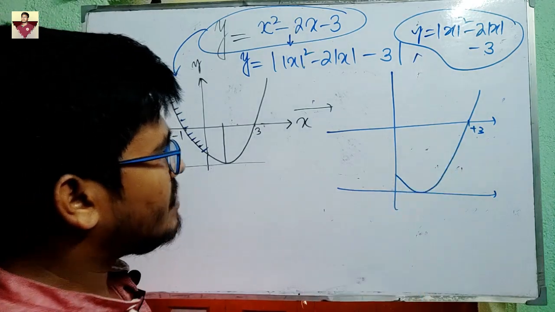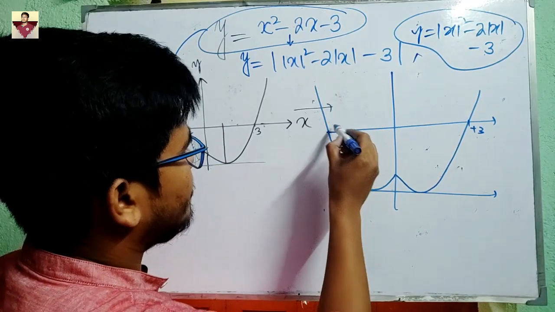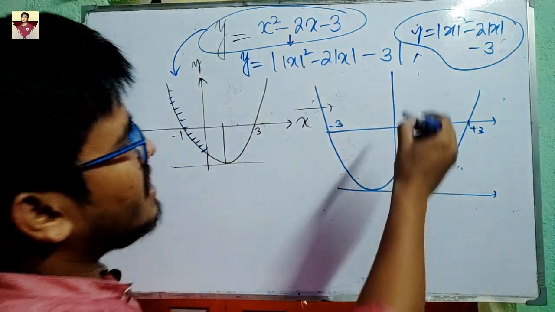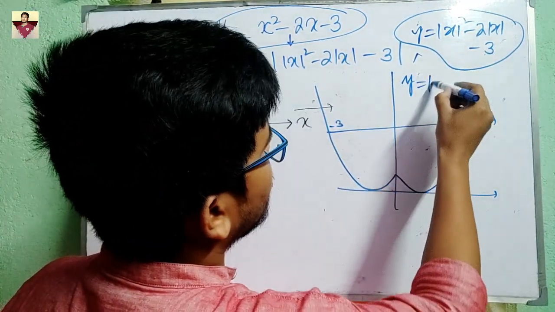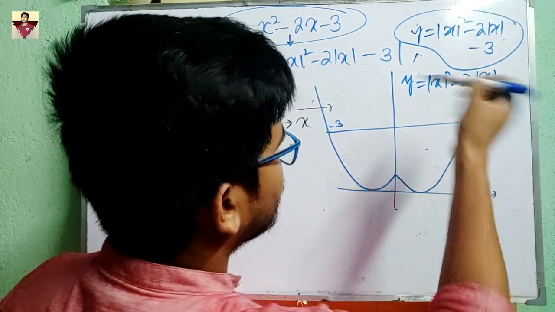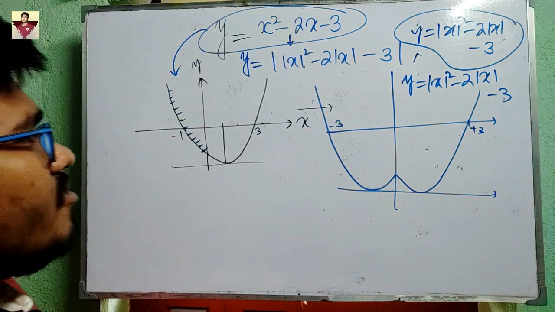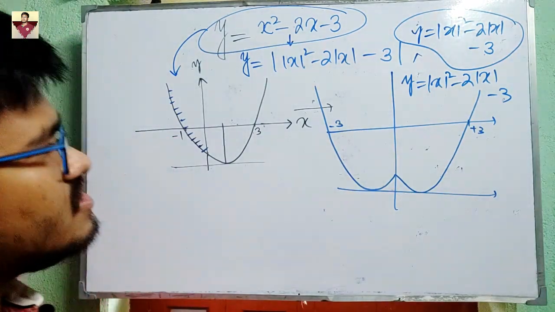Then you need to take the mirror image of this curve. So this will look like this, and this is minus 3. So this is the graph for y equal to x square minus 2 mod x minus 3. So here I am following step 2 from the previous case. You can follow step 1 and step 2 as you wish.